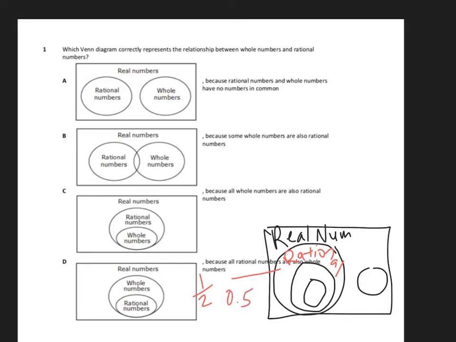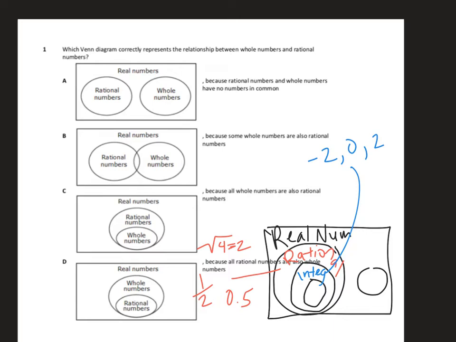0.5 is a rational number. Let's say the square root of 4, which equals 2, is a rational number. Then the next set of numbers are integers. I'm going to do my best to write it there, and I'm going to put integers up here. They're negative whole numbers, 0, and then positive whole numbers. The important part about integers is they have to be whole numbers. So negative whole numbers, positive whole numbers, and 0.